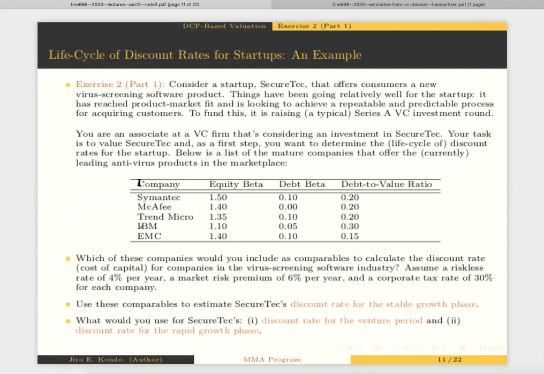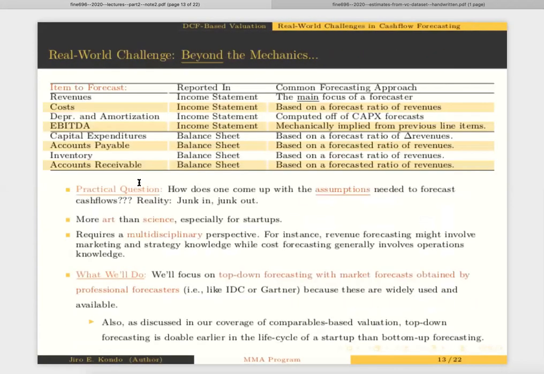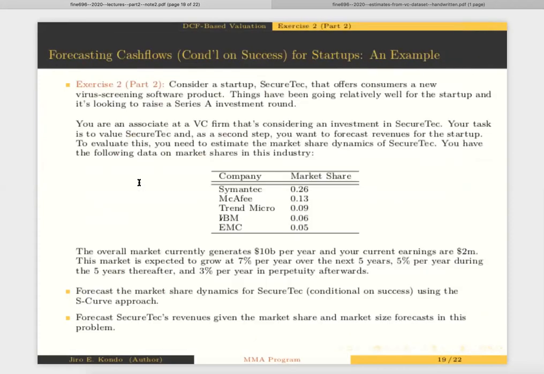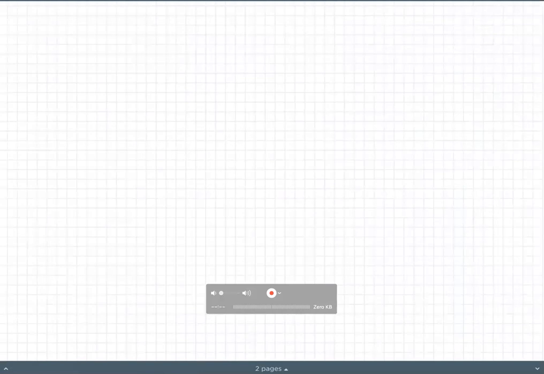Let's see. Did I give any information on their current revenue in this exercise? Current earnings of SecureTech are $2 million, whereas the overall market is $10 billion. So obviously right now they have just a tiny sliver of the market. Right, so current market share.